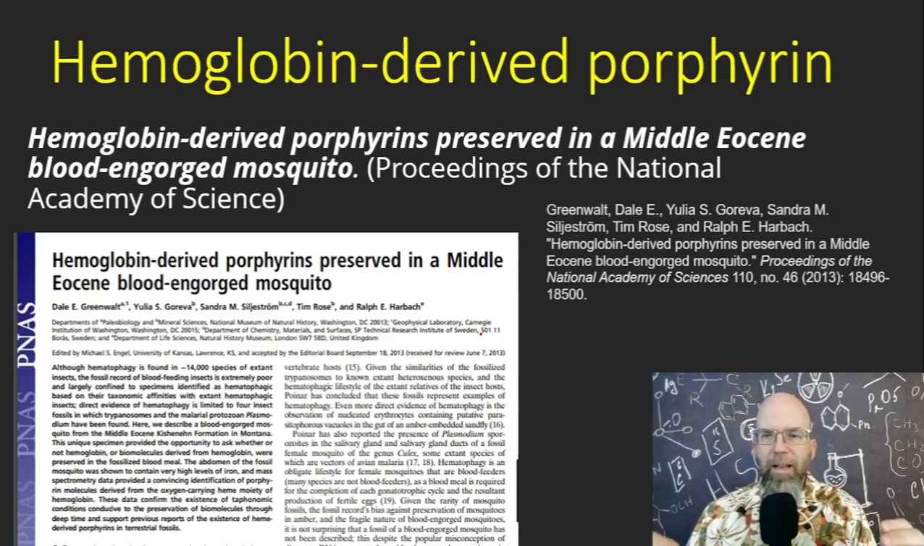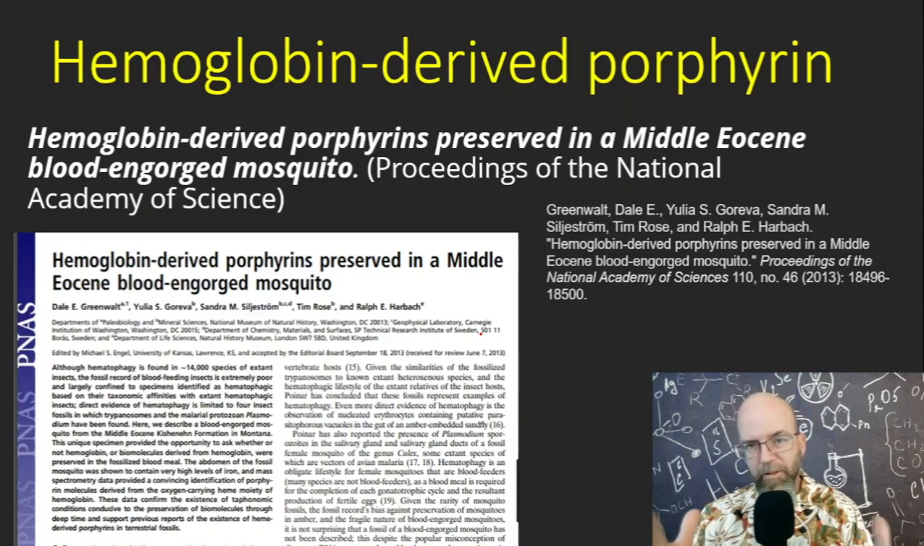All right, so let's look at, before we get to our challenge and what I expect from the players in this challenge, what do I mean when I say that the hemoglobin that's in dinosaur bones or in this mosquito that's millions of years old is not actually hemoglobin? It's hemoglobin-derived porphyrin. And for this particular example, this comes from a PNAS paper recently. Hemoglobin-derived porphyrins preserved in a Middle Eocene blood-engorged mosquito.